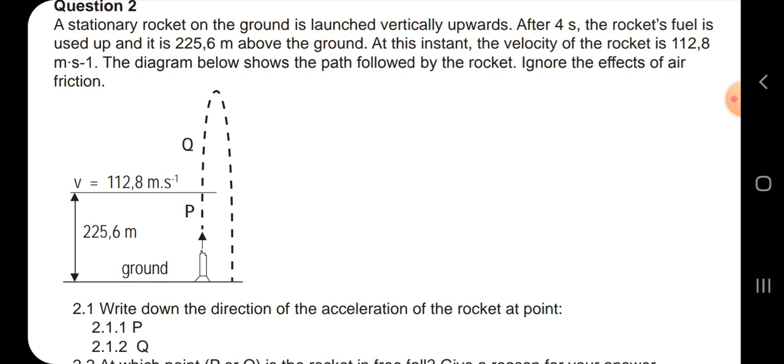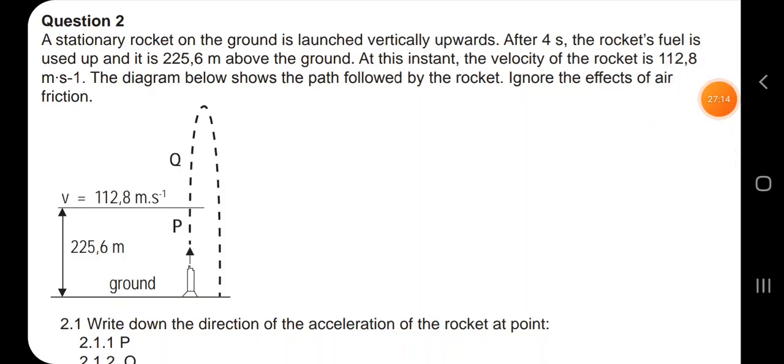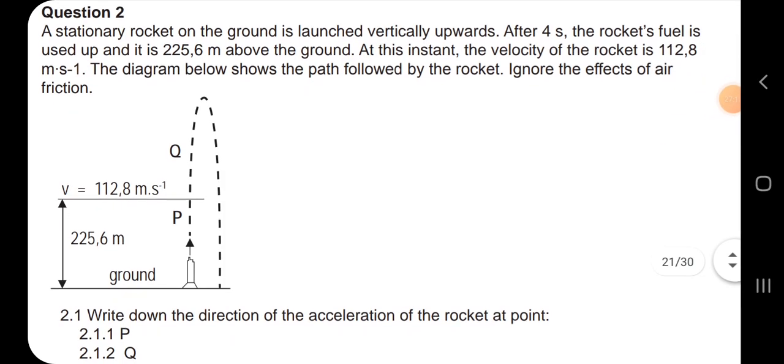So at P, the direction is still vertically upwards, but at Q it is now a projectile, because the fuel has been used up. So at Q it is only moving because of gravity. The rocket is only moving due to gravity, and at Q the acceleration is downwards.